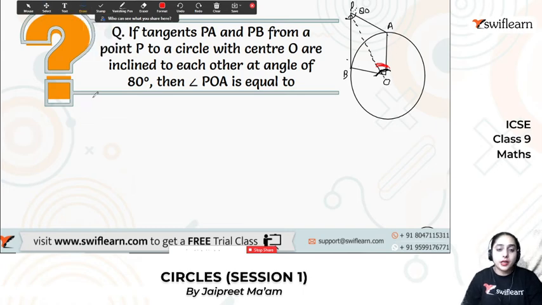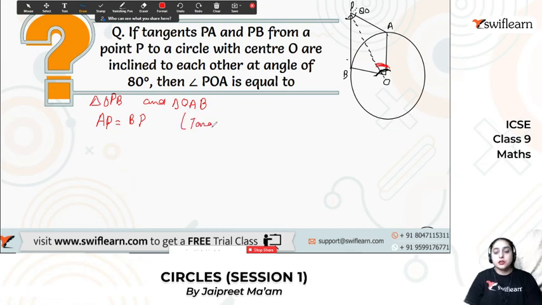So now we are taking triangle OPB and triangle OAB. In these triangles we know AP is equal to BP, right? Tangents, because they are tangents. And you have to mention why it is equal. And we know OA is equal to OB because they are the radius of the circle. And we know OP is equal to OP, that is common.